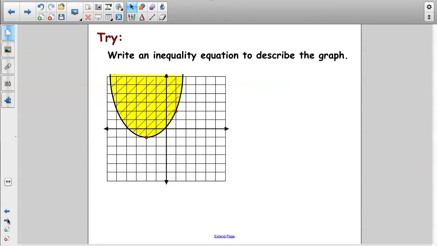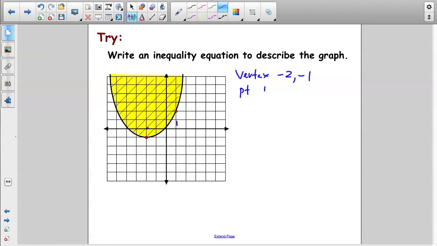So here's a try one you can do. So let's find the vertex. So 1, 2. So the vertex is negative 2, excuse me, negative 1. Okay, let's get a point. And it's 1 over, 2 up. Let's go to our formula. So there's our standard form for the parabola. Let's substitute what we know. Remember, this is the P, this is the Q, this is the X, this is the Y.